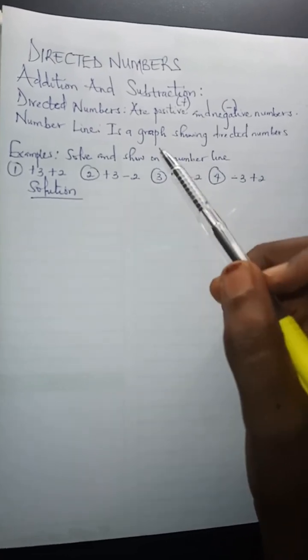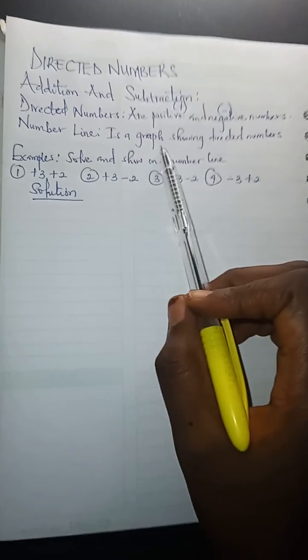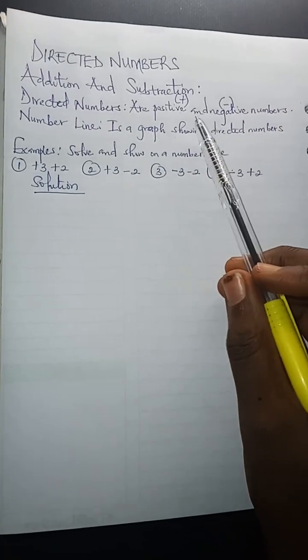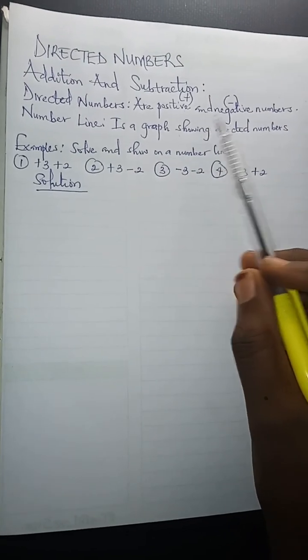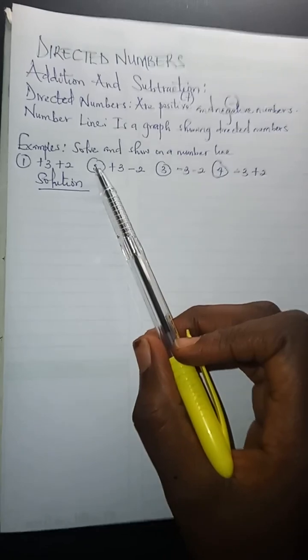Under this topic as well, we shall be looking at what we call a number line. A number line is a graph showing the directed numbers. That is, a number line is a graph showing both positive and negative numbers. So let's go straight to the examples.